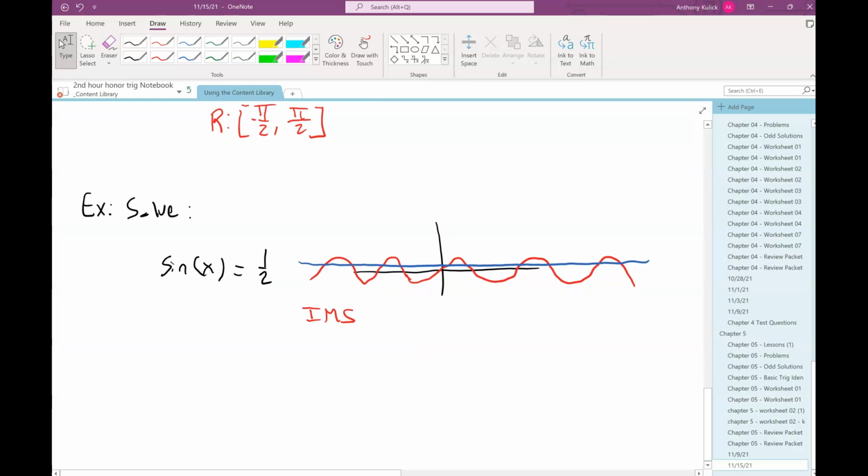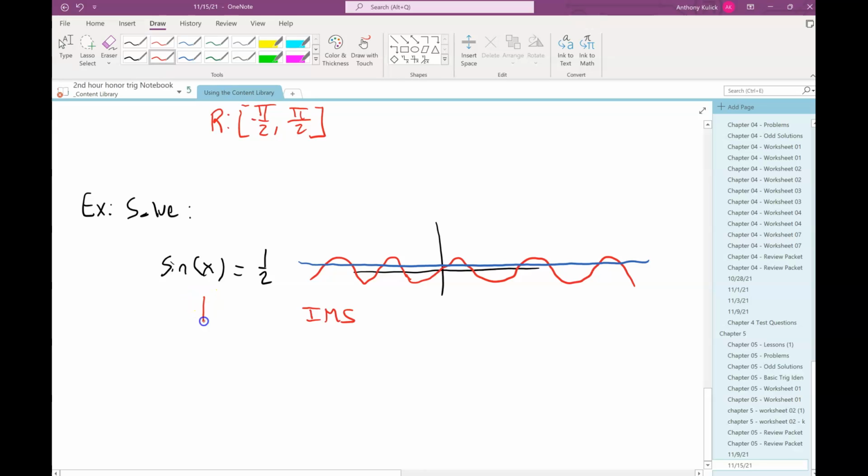So IMS is just infinitely many solutions as a descriptor or as an abbreviation. But how? Well, that's true. There are infinitely many solutions. Can we describe what those solutions are? Because that doesn't mean that any value for x is going to be a solution, right? There's a difference between all real numbers as a solution and infinitely many solutions. You guys agree with that?